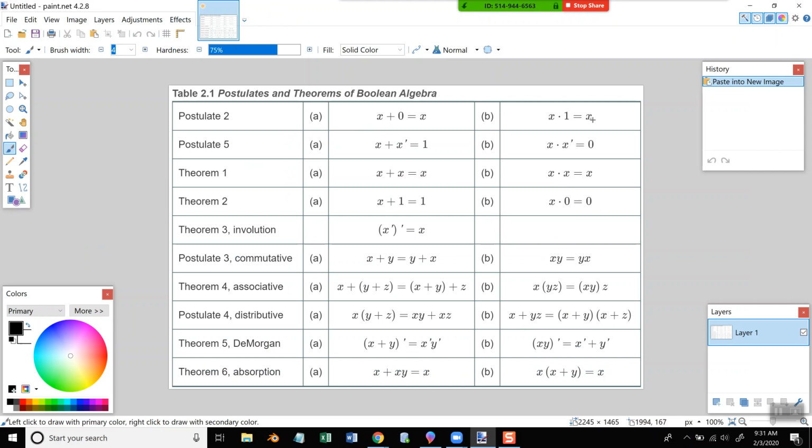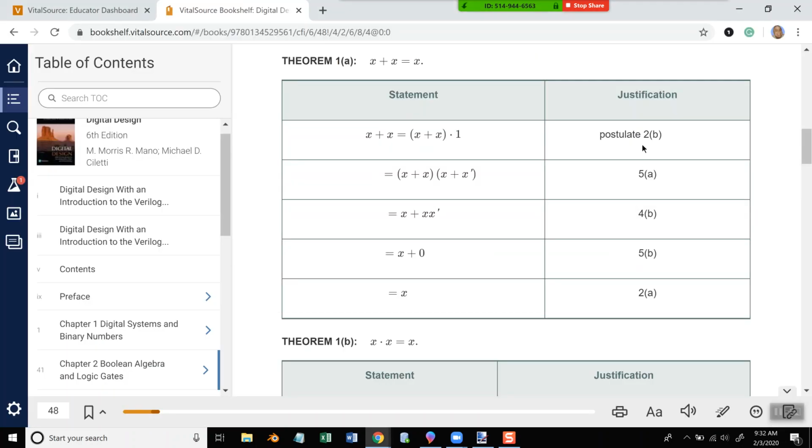Postulate 2b says, and you can read this going from the right side to the left or left to the right, either way, that if you start with x, if you start with anything, you can always put what looks like a times 1 beside it. That times is and 1. So that's why we can put that there.